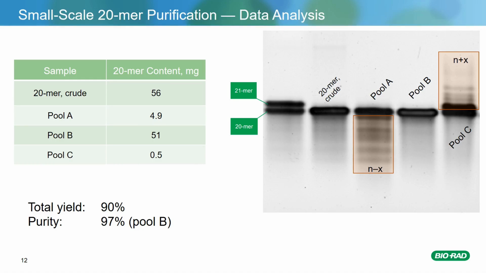But you can see very clearly the N-X and the N+X in pools A and C. The total yield for pool B was 90%, and had a purity of 97%.